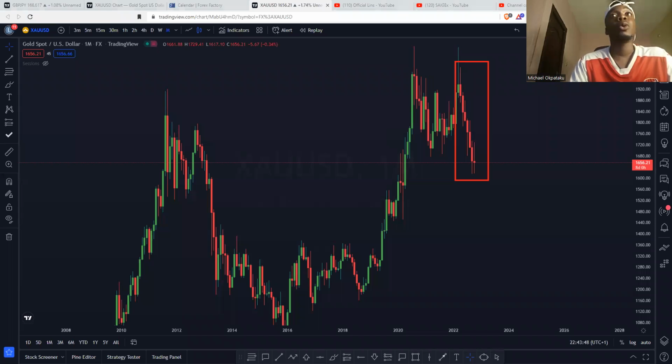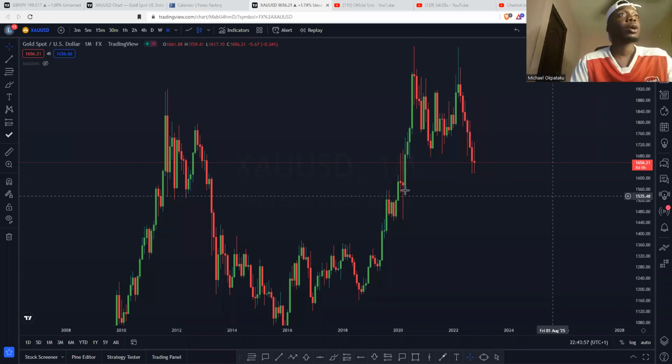What we're looking for now is not the monthly time frame, but the monthly will give us a perspective on where the market is heading and where it's likely to get to. For me, I see price probably getting to this level here. This should be my take profit level for this gold sell, with price coming down to fill up this range.